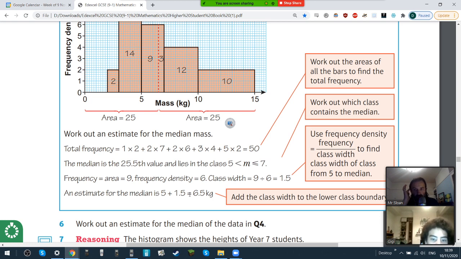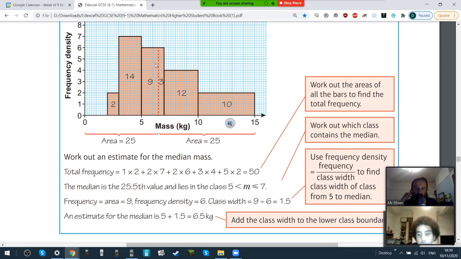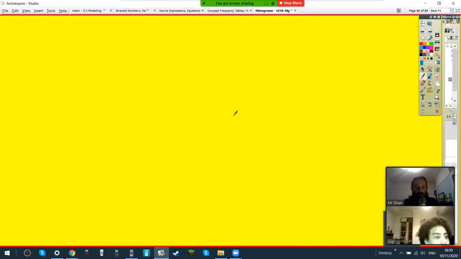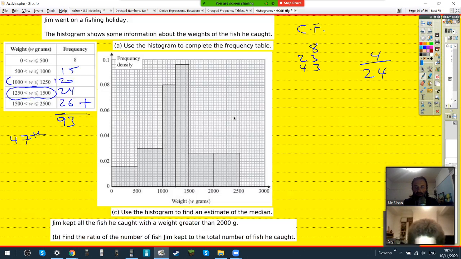So this is how they're doing it. Let's see this. The median is the 25.5 and lies in the 5 to 7 class. The area of it is 9. The frequency density is 6. The class width is 1.5. So the median is 5 plus. Okay, that might be an easier way to estimate it. So there's the most accurate way, but then they're accepting this one.